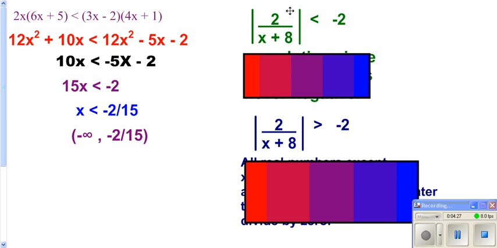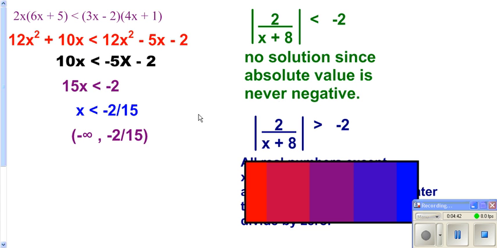Here we have absolute value less than a negative 2. Well, once again, absolute value, whatever you get out of it is positive. So can a positive on this side ever be smaller than a negative on this side? And the answer is no, so it's no solution.